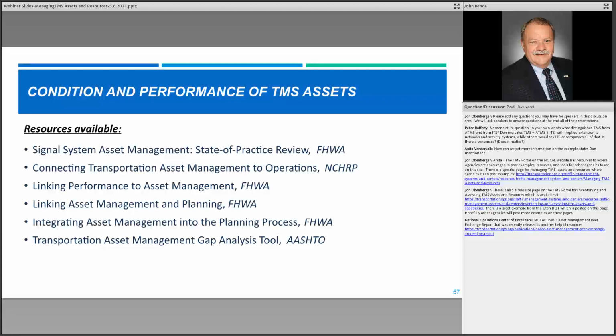Various resources, I don't know that I need to read through each of these for everybody, but several from FHWA, NCHRP, and an asset management gap analysis tool that's been developed by AASHTO. So I would encourage you to avail yourselves of the resources. I will note that on the previous slide where I talked about some best examples, several states have excellent presentations available on their websites. So if you just go in and search for ITS or TMS or asset management, you'll find some interesting presentations and programs that are out there.